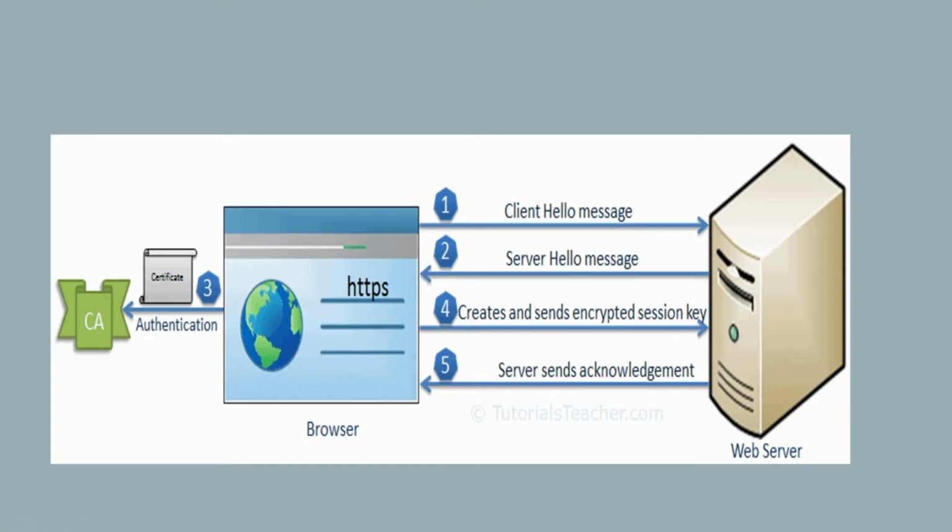In the last step, the fifth step, once the server has decrypted the session key sent by the client, it will use that key to encrypt the acknowledgement and send it to the browser. So this is an overview of the SSL handshake. At the end of this handshake, both server and client will have a common shared secret key using which the actual data transfer will be encrypted. Now let's see all these 5 processes one by one.